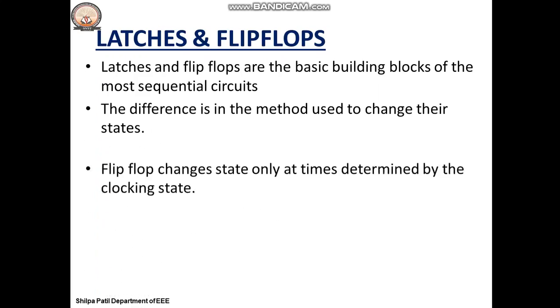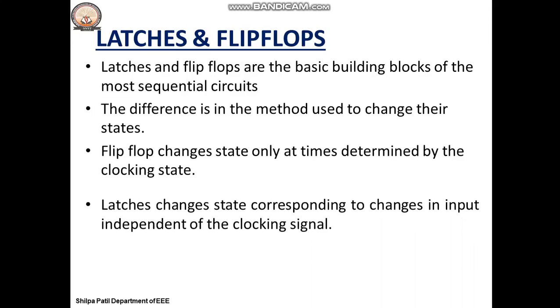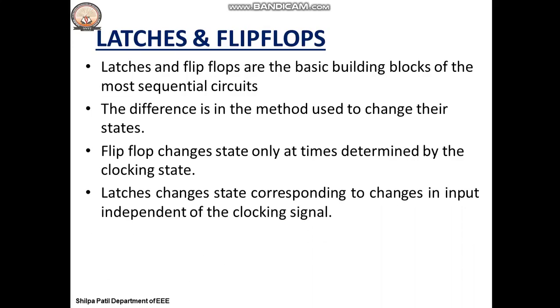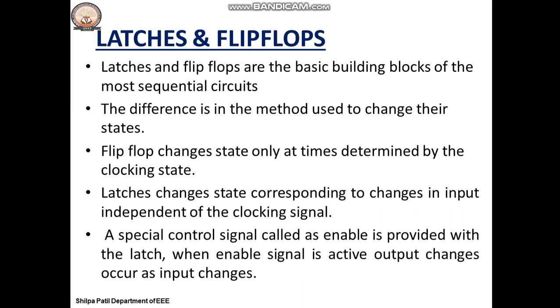The flip-flop will change its output only during the occurrence of the clock pulse. That is, the change of state will be done only during the clocking state, whereas the latches are independent of the clock input. The latches will change their state only during the active enable. So in a latch we have an enable as the controlling point, whereas in a flip-flop we have a clock pulse as the controlling point for changing the state.